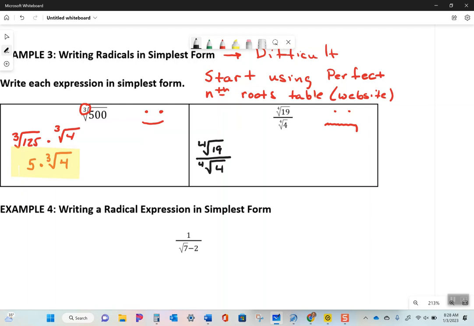Since the indices are the same on each of those, the question becomes, will 4 go evenly into 19? Will 4 go evenly into 19? The answer is what? No.